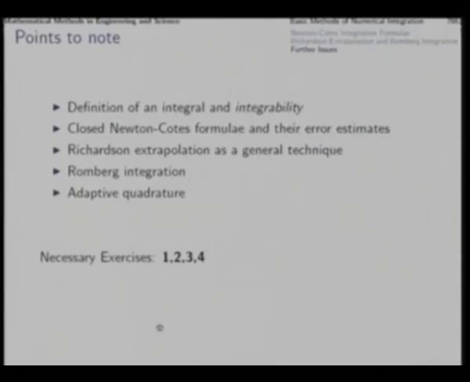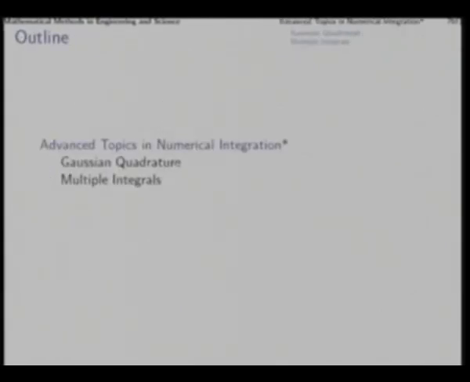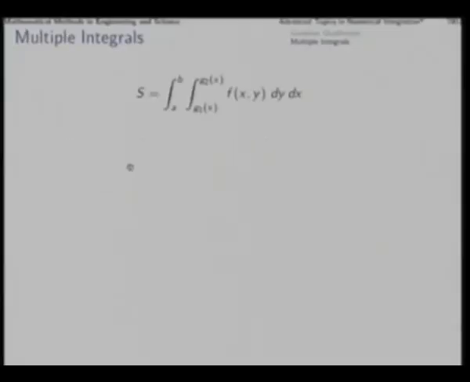Now, in the next chapter of the book we discuss Gaussian quadrature, but for the purpose of the course, we will omit that. But from the next chapter of the book, we will take one very simple but very powerful formulation, and that is multiple integral. Just like ordinary single integrals, you have such Simpson's rules, etc., for multiple integrals also.